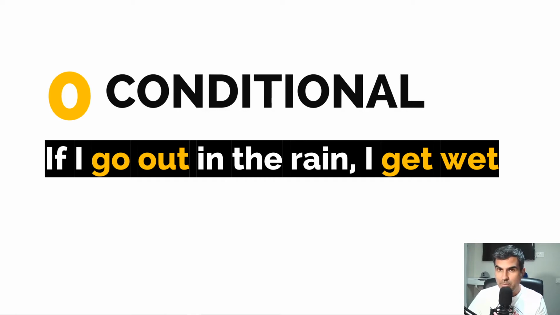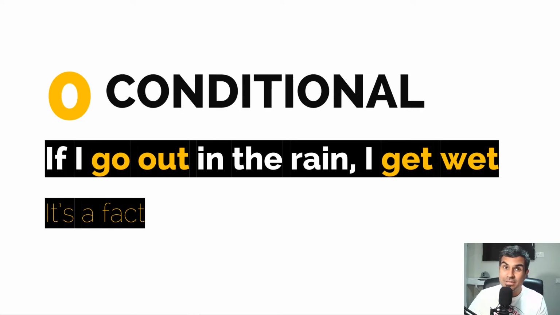Now let's take a look at the example we have right over here. If I go out in the rain, I get wet. That means this condition happens 100% of the times, and that means that it's always true. So whenever this happens, we'll be talking about a fact. That means if I go out in the rain, I always get wet. And take a look that since it's a fact, we'll be using the present simple in the if clause, in the conditional clause, and the present simple in the main clause as well. All right, so take a look at that. Just try to keep it in mind.